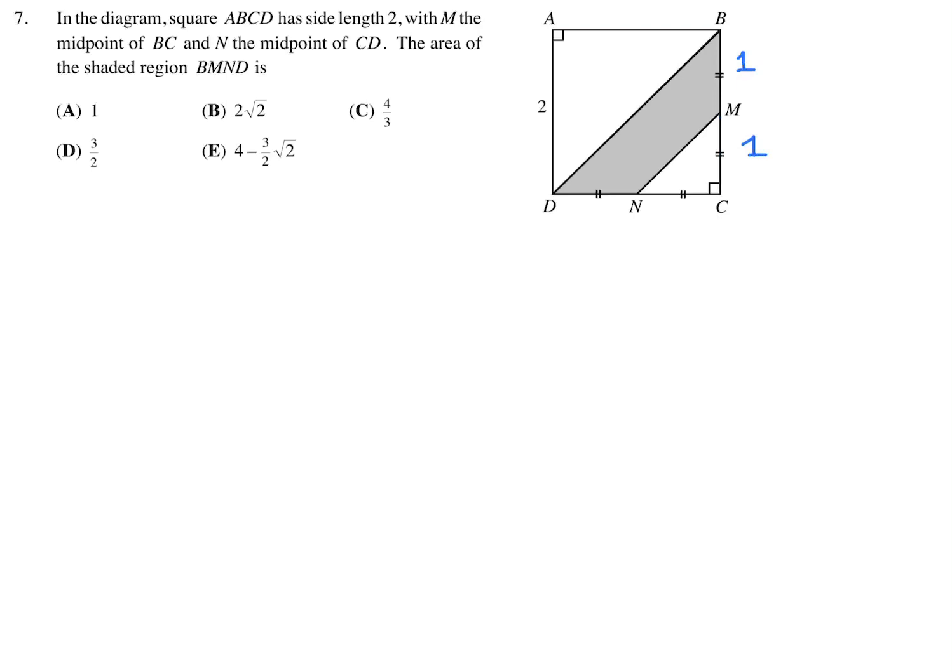And just in case you weren't sure of that, they've even told you with these little lines there. They basically mean that those sides or those lengths are equal. And very similarly, it's the exact same on this side. That's 1 and that's 1, because the total length of the side is 2, and those midpoints cut those sides in half.